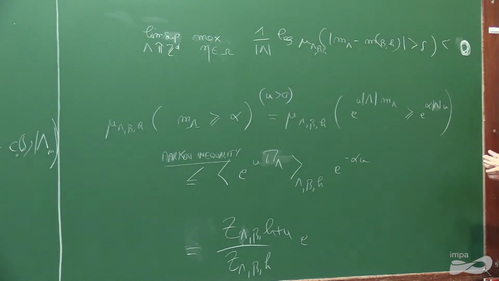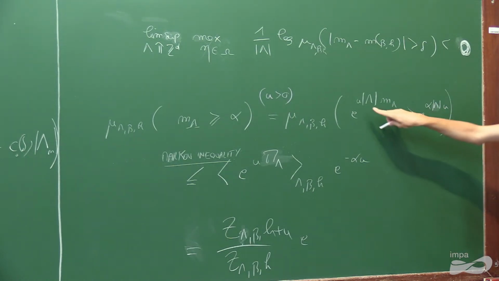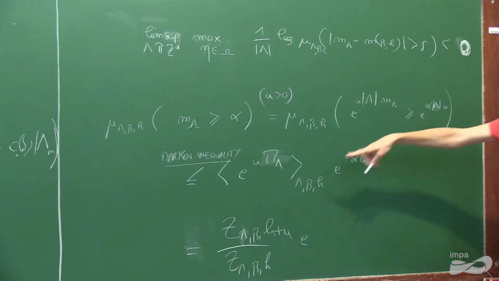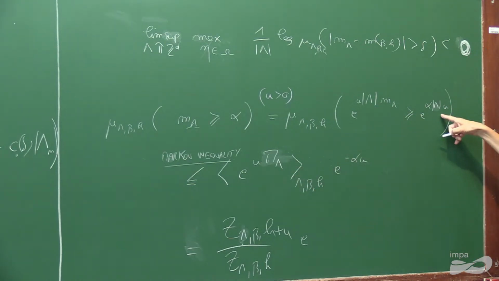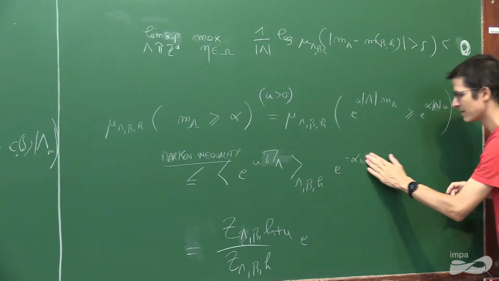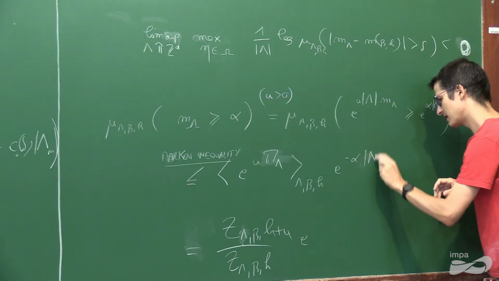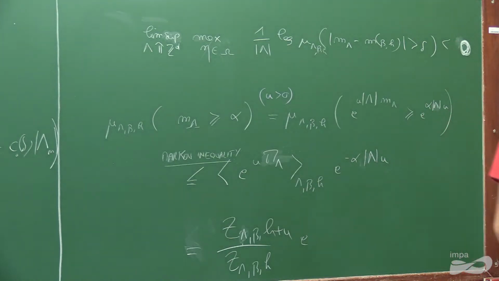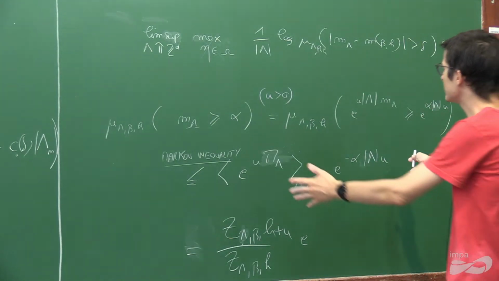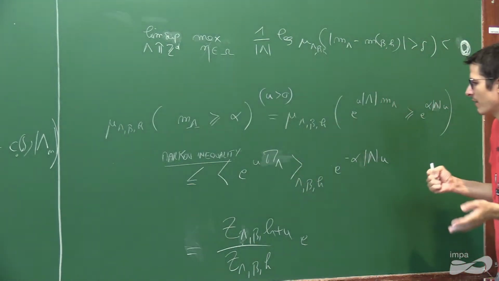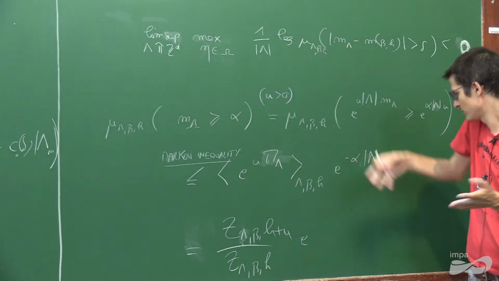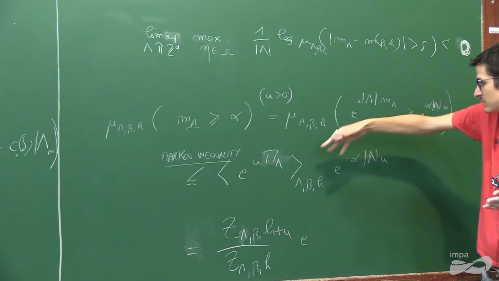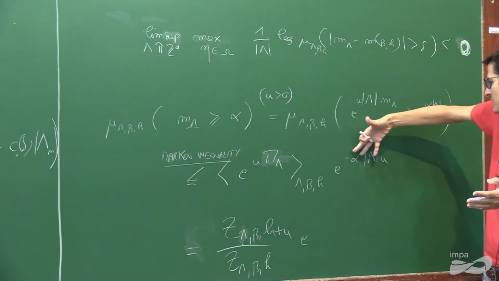I'm multiplying by the size of the box on both sides, okay? Because here I want the total magnetization. So I have to multiply by the size of the box here. Anyway, I want to have things that decay like the size of the box on the exponential scale. So obviously, this is the right thing to do. Here already you see that things are going in the right direction, because if I do things well, maybe I will get exponential of something negative times the volume.